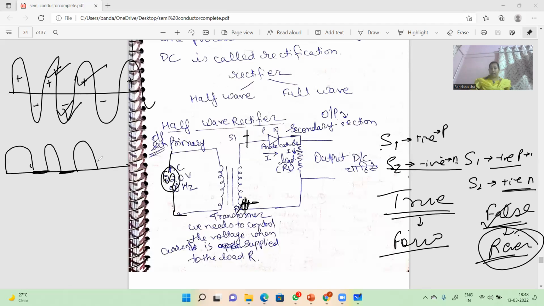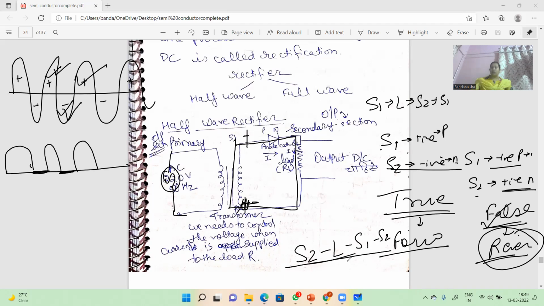Now, what is the circuit diagram? When we are talking about positive, it means the path is S1, load, S2, S1. But what about the false connection? In my false connection, it will become S2, load, S1, S2. This is for false connection and this is for true connection. Understood half wave rectifier?